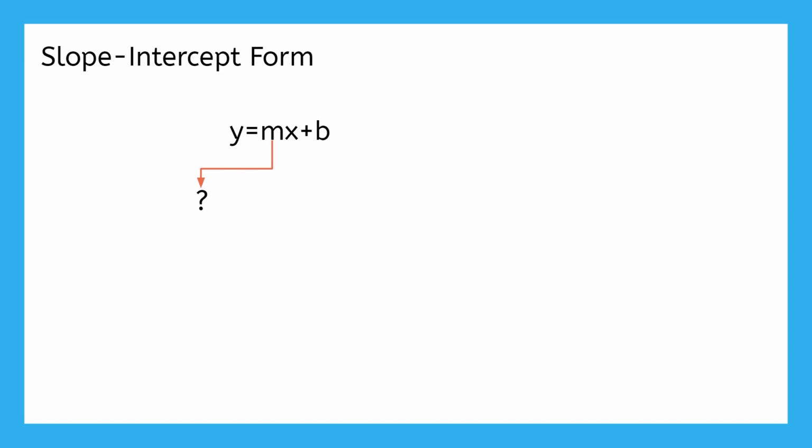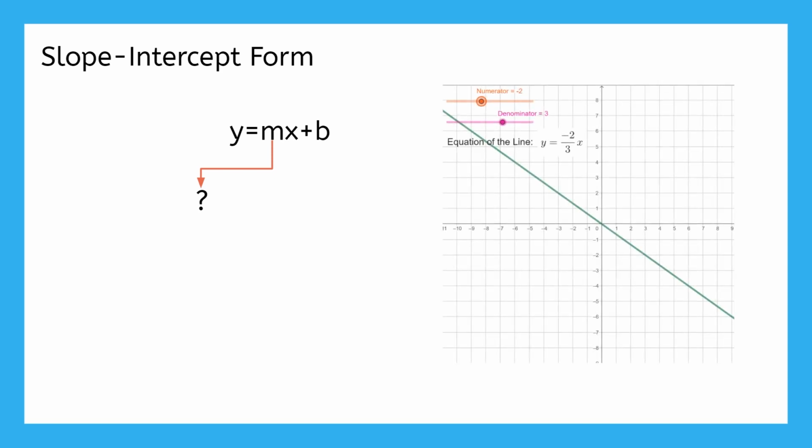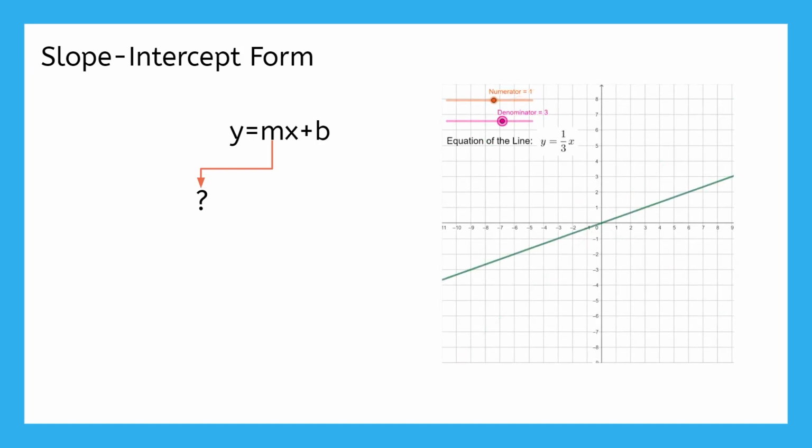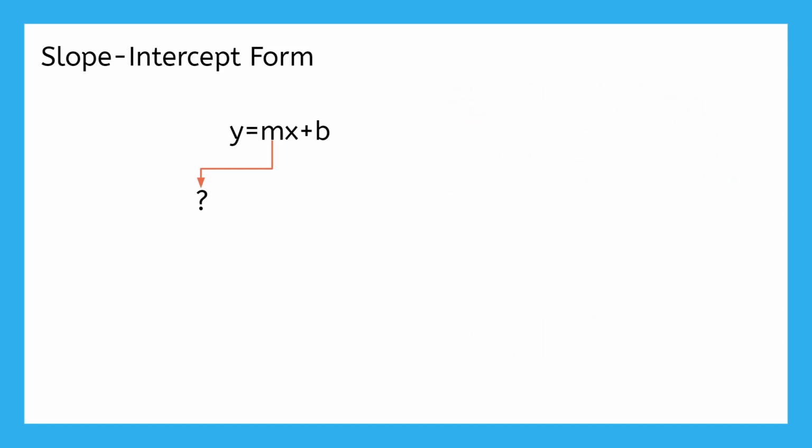When you change the number in front of x, it affects the direction and steepness of the line. What term do we know describes the direction and steepness of a line? The slope. So in slope-intercept form, m represents the slope of the line.